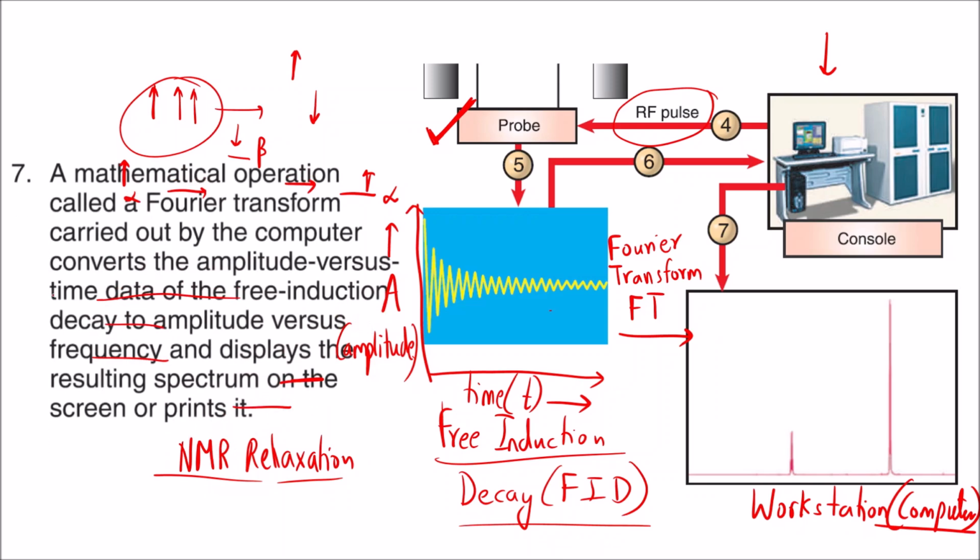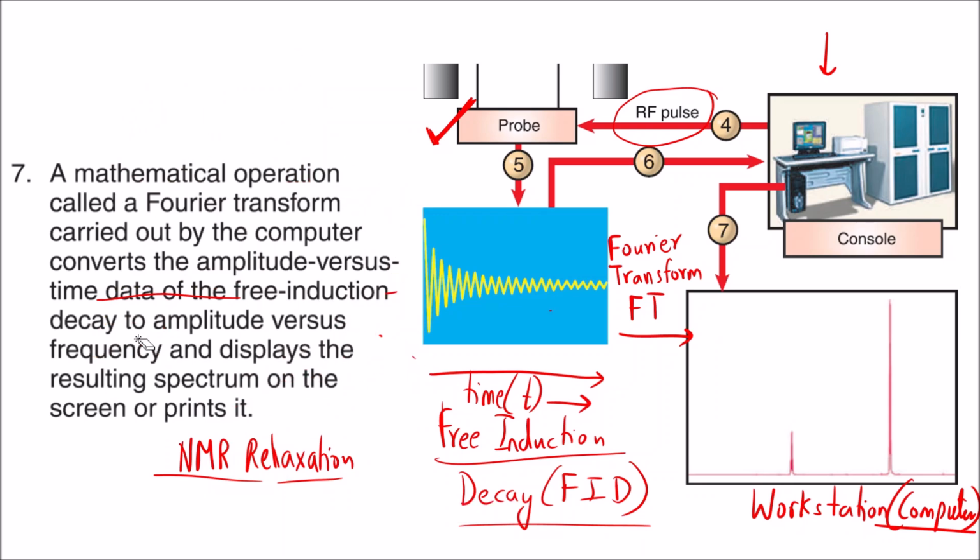The mathematical function called the Fourier transform, or FT, is carried out by the computer. It converts the amplitude versus time, that is the FID or free induction decay, to the spectrum.